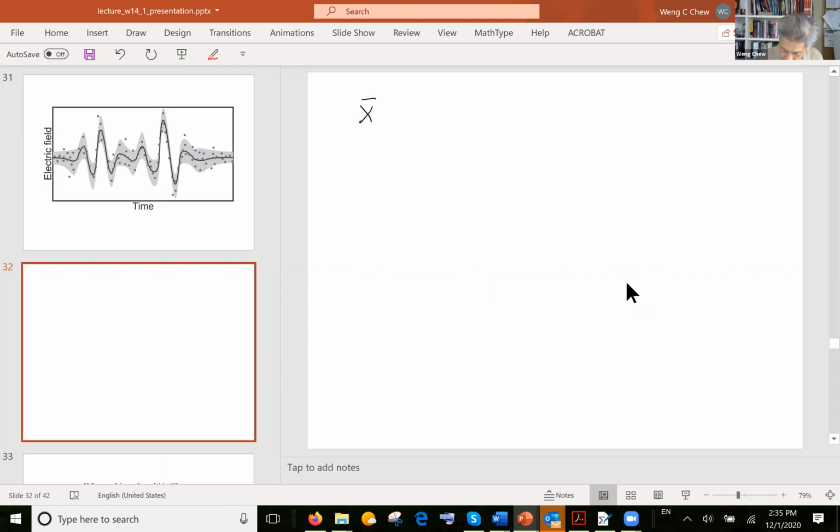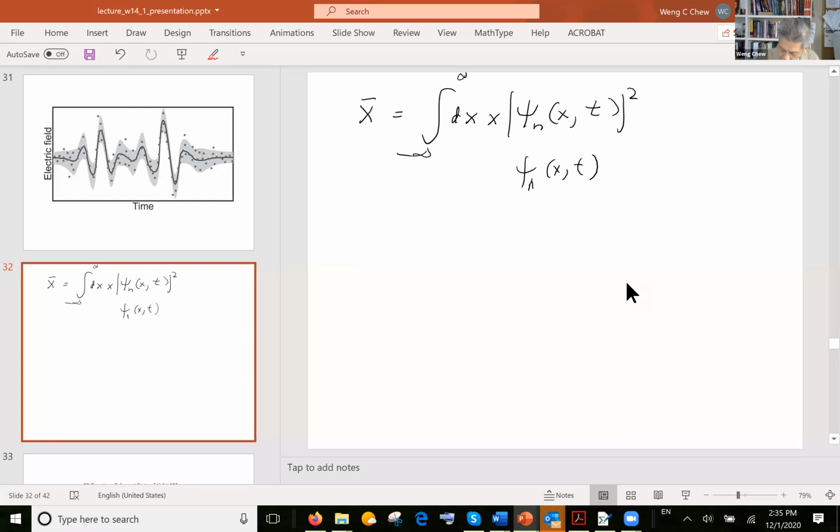That the average value of the position, according to the probabilistic interpretation of quantum theory, you're supposed to calculate the average position that way. And of course, psi_n(x,t) for a particular mode is equal to psi_n(x) e^(-i omega_n t), for that particular mode that you have found. So this is essentially just the integral of x |psi_n(x)|^2.